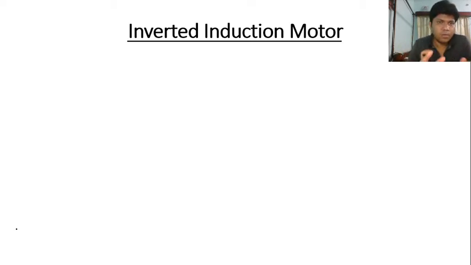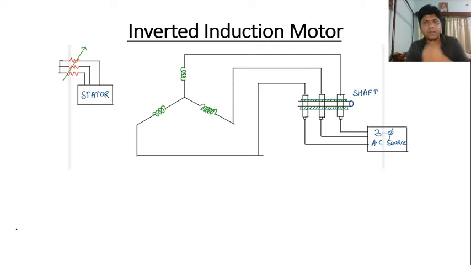First of all, we will see the circuit diagram of the inverted induction motor. As you can see on your screen, in any induction motor there are two main important parts. The first part is called the stator and the other part is called the rotor. But in an inverted induction motor, we supply the three-phase AC voltage on the rotor terminals of the induction motor.